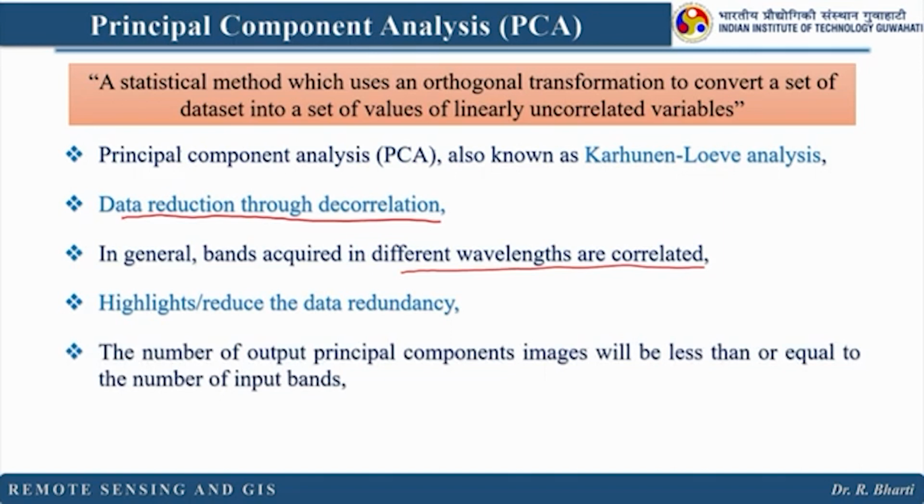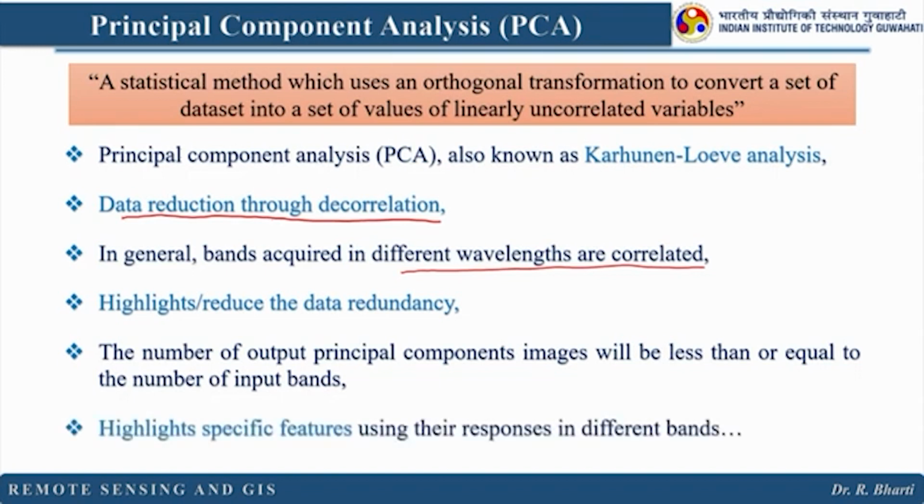The number of output principal component images will be less than or equal to the number of input bands. This is very important when you apply this principal component analysis technique on your image to find out the unique information. The number of output images can be less than or equal to your number of input bands. It cannot exceed the number of input bands. This is very important. We will see it.